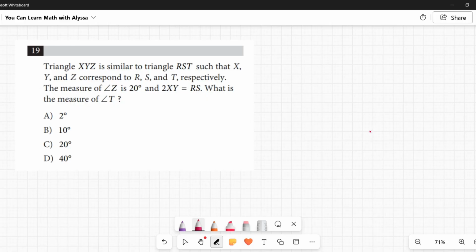Number 19. Triangle XYZ is similar to triangle RST, such that X, Y, and Z correspond to R, S, and T respectively. The measure of angle Z is 20 degrees and 2 times XY equals RS. What is the measure of angle T?